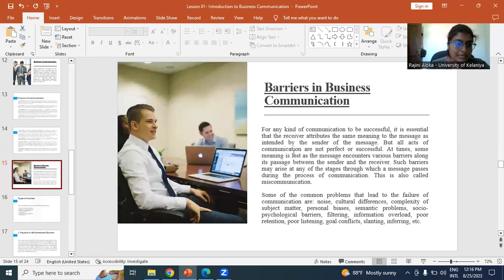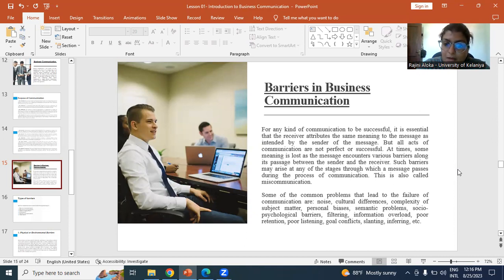We are moving to the next section, which is barriers in business communication. For any kind of communication to be successful, it is essential that the receiver attributes the same meaning to the message as intended by the sender of the message. But all acts of communication are not perfect or successful.